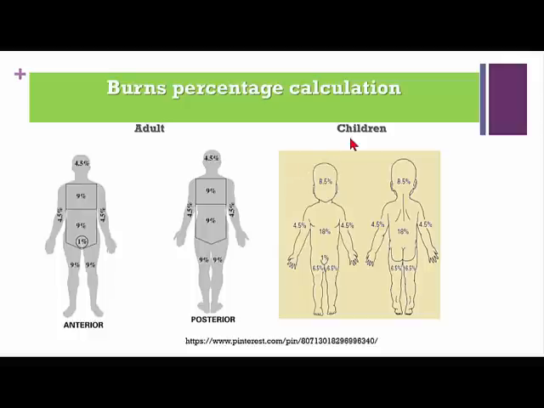Let's see for the children. If the anterior face is burnt it is 8.5%, the posterior face is burnt 8.5%, collectively 17%. If the anterior arm is burnt, only 4.5%. If the posterior is burnt, it is 4.5%, collectively 9%. For the anterior chest and abdomen, 18%, and for the posterior chest and abdomen, upper back and lower back, it is 18%. In the same way, if the legs are burnt anteriorly it is 6.5% and posteriorly 6.5%, collectively 13%. So this is how burn percentage calculation is done. Don't get confused with 4.5 or 9%.